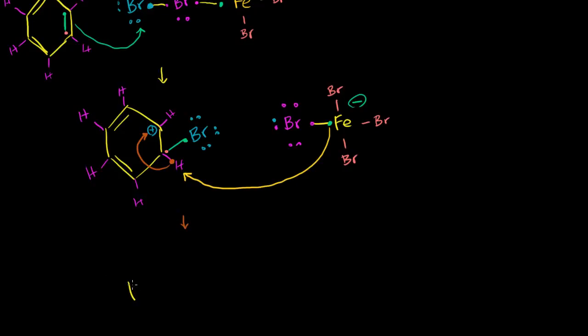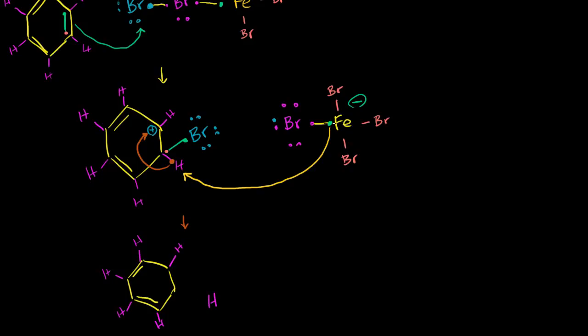Well, let me draw what we started with. So we have our ring. We have this double bond and that double bond right there. Now let me draw all of our hydrogens. We have this hydrogen, that hydrogen, this one over here, this one over here, and we have this one over here. Now this hydrogen just now got nabbed. So this hydrogen over here got nabbed.